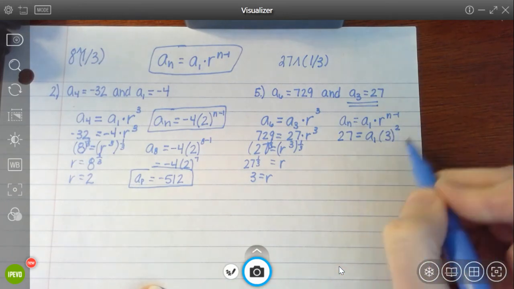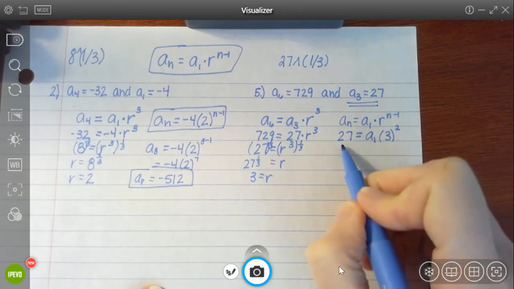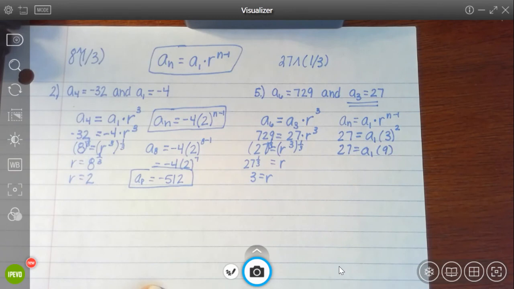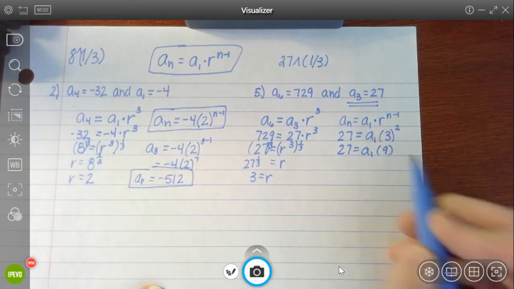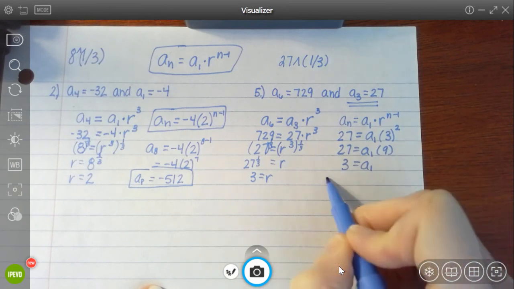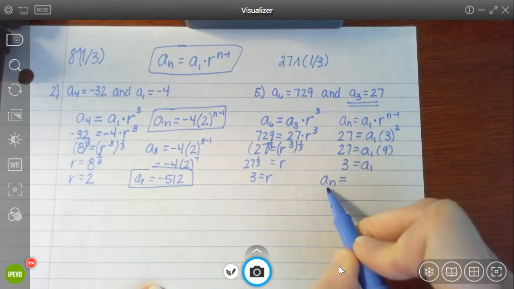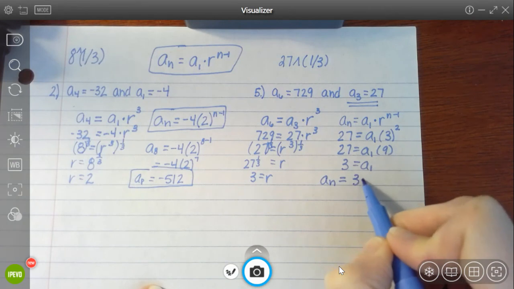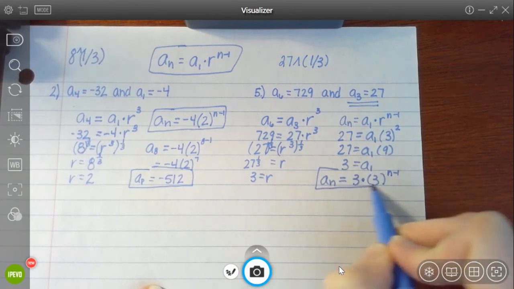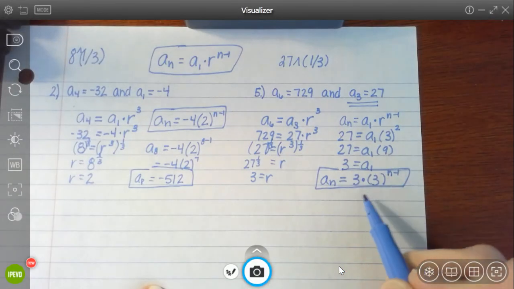This would be a sub 1 times 3. 3 minus 1 would give me 2 up there for my exponent. Now I'm going to evaluate this. 3 squared is just 9. So we get 27 is equal to a sub 1 times 9. Divide both sides by 9, and I'm going to find a sub 1 is 3. So now I can finally say my rule, a sub n is equal to a sub 1 times my R raised to the n minus 1. And using the values we found here, a sub 1 was 3, and my R was 3.